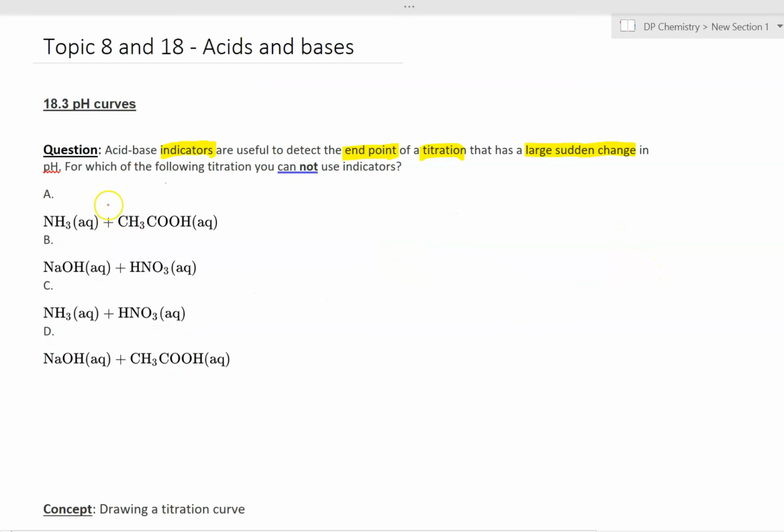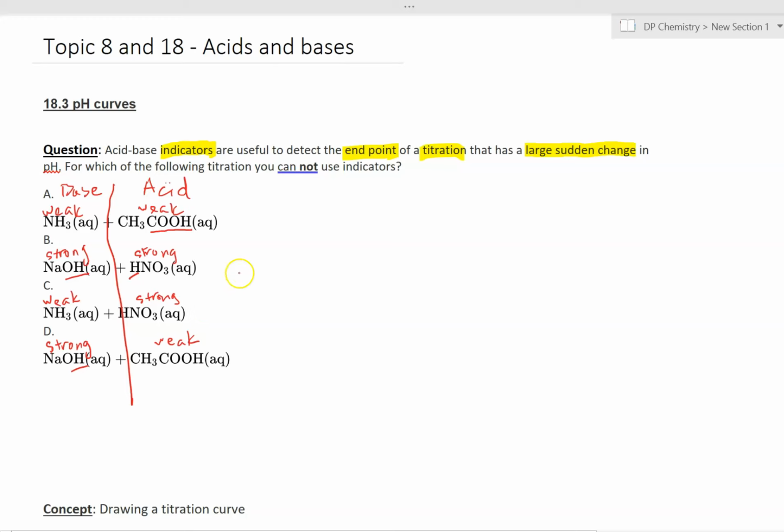Back to our questions. Looks like the choice here is between titration of a base with an acid. Well, what are the differences between the choices? This is a weak base. This is a strong base. I know that this is strong because of the OH. This is a weak acid. Remember, the COOH are weak. This acid is strong.